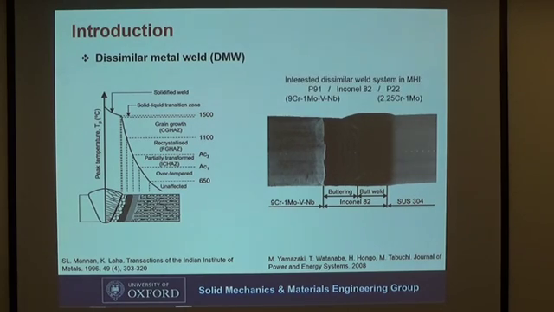So in our project, our sponsor, MHI, is interested in P91 welded with P22, two ferritic steels. But since Inconel has an austenitic structure, here we have a ferritic-austenitic interface.